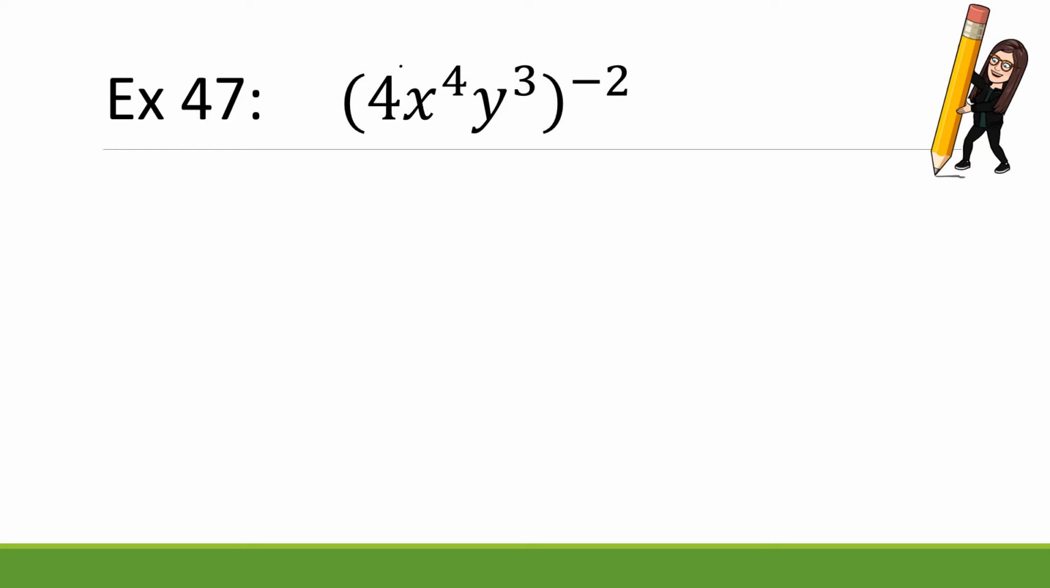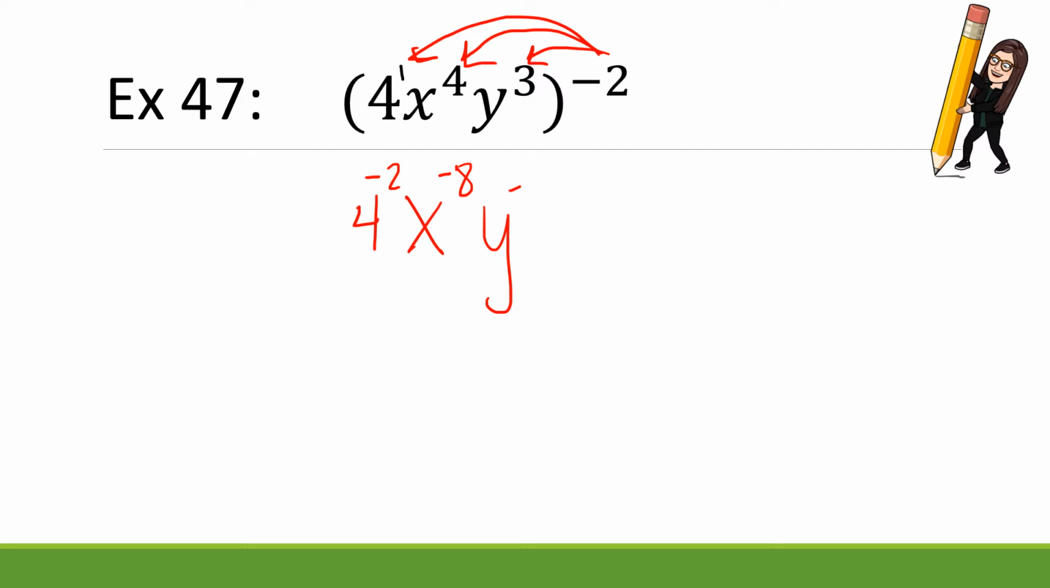Next, the power of -2. Let's acknowledge that that 4 has an exponent of 1. That's 3 bases that I'm going to distribute to. 1 times -2, 4 times -2, 3 times -2.